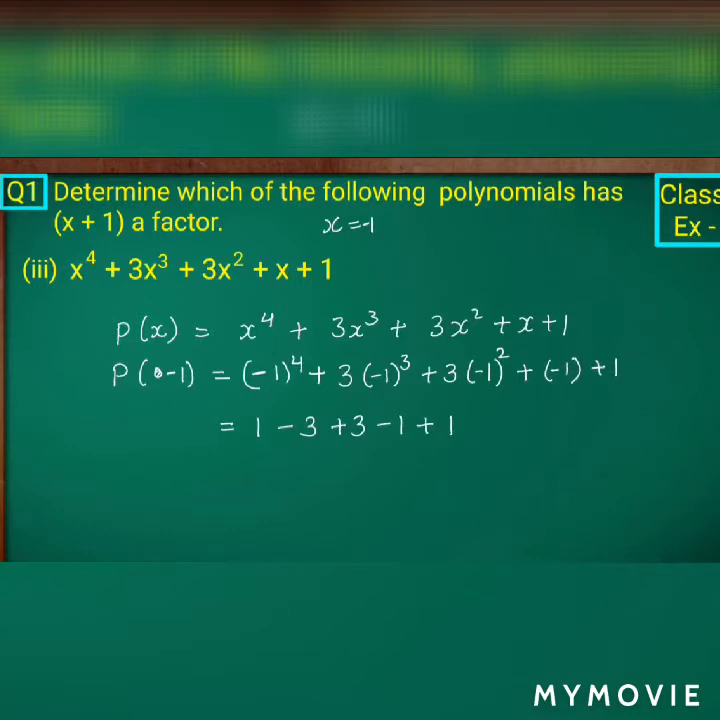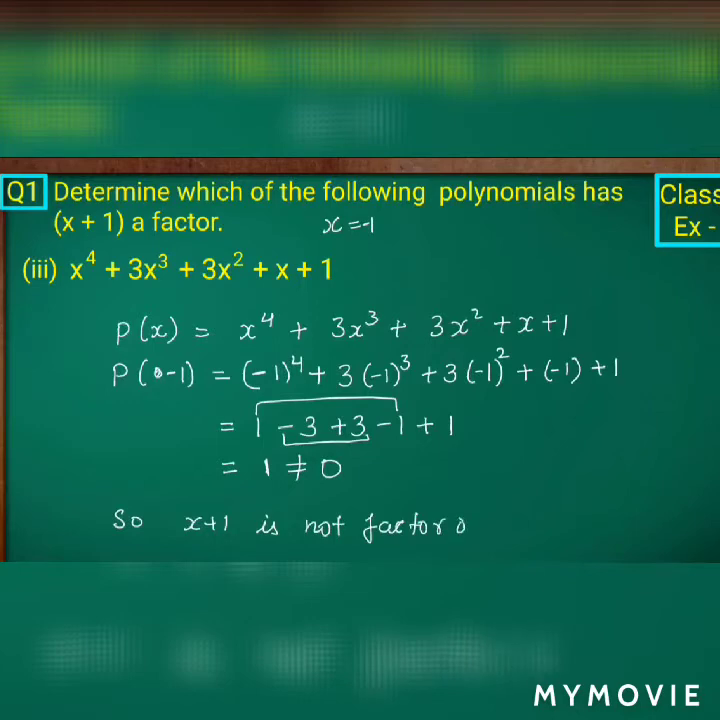So here minus 3 plus 3 will get cancelled. Plus 1 and minus 1 will get cancelled. What else will remain? 1, isn't it? So minus 3 plus 3 will get cancelled and plus 1 and minus 1 will get cancelled. We are getting the solution 1. So again, this is not a factor of the given polynomial, since 1 is not equal to 0. So x plus 1 is not a factor of this polynomial.